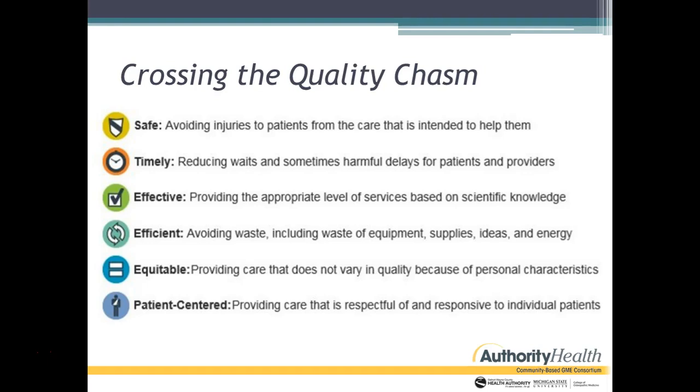And basically, the report stated that healthcare should be 6 things in order to be quality care. Number 1, it should be safe. It should avoid injury, right? Number 2, it needs to be timely. Reducing waits and sometimes harmful delays can really impact patient care. Care needs to be effective and efficient. It has to be the appropriate level, and you need to avoid waste.